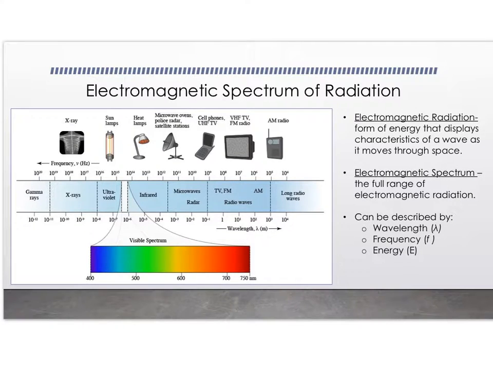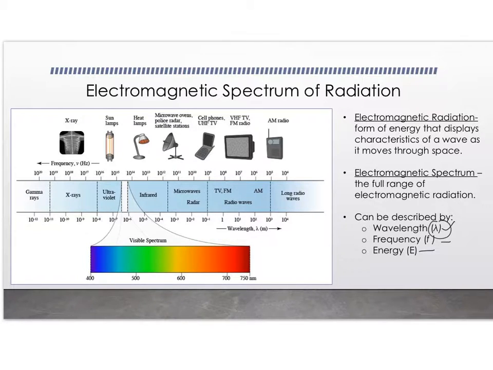So electromagnetic radiation is just the form of energy that displays characteristics of a wave as it moves through space. The electromagnetic spectrum is the full range of electromagnetic radiation, and we should be able to describe the electromagnetic spectrum based on wavelength, which is represented by this lambda symbol. It's like an upside down Y. Frequency is the variable F, and energy is the variable E.